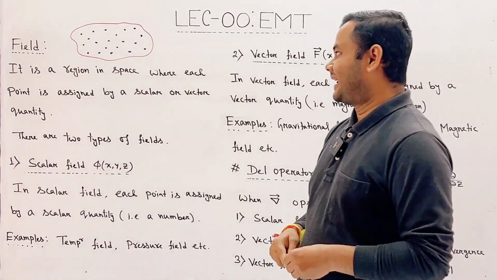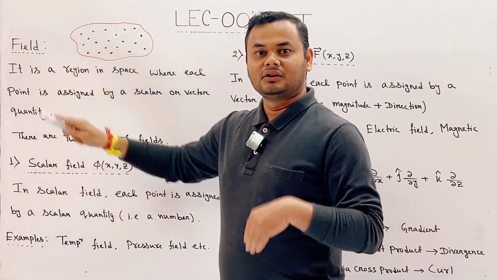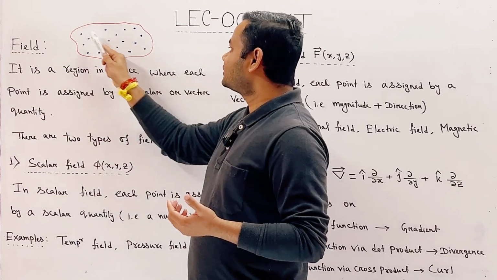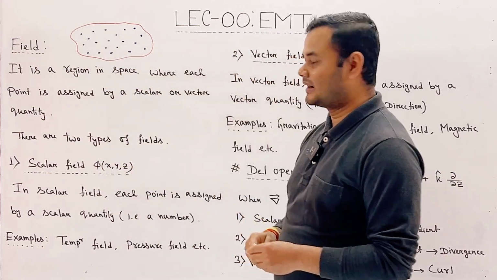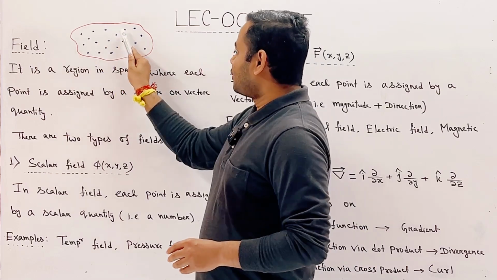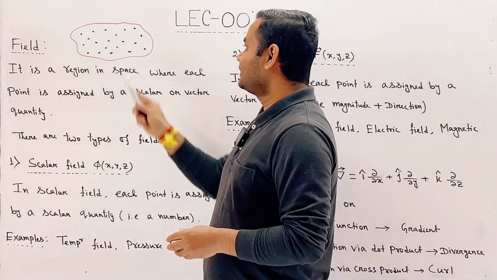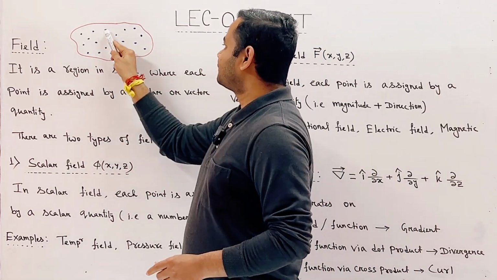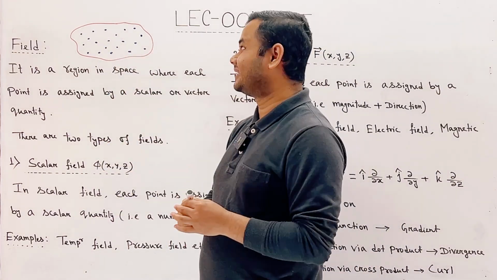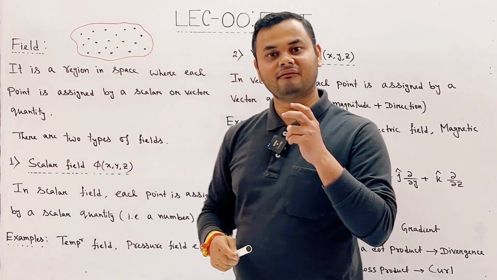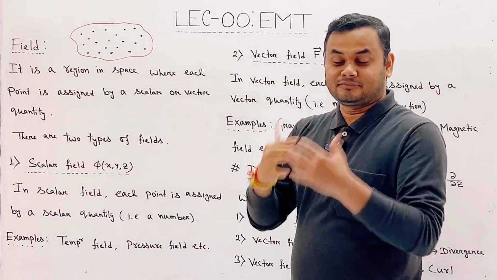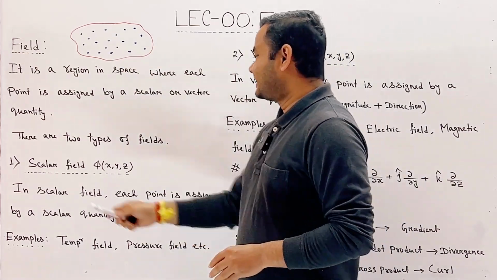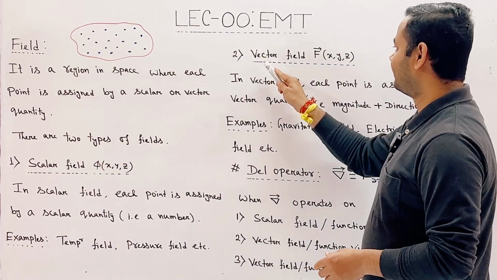The first concept that you need to know is what is a field. Students, a field is basically a region in space where each point is assigned by a scalar or vector quantity. If each point is assigned by a scalar quantity, then this field is known as the scalar field. However, if each point is assigned by a vector quantity, then this field is known as the vector field. So, from this explanation, we come to know that fields are of two types. First one is scalar field and the second one is vector field.